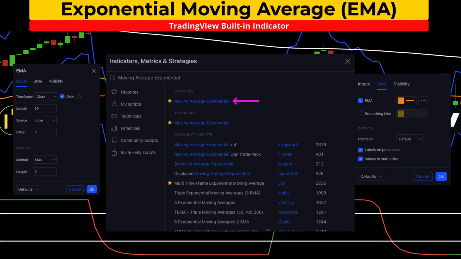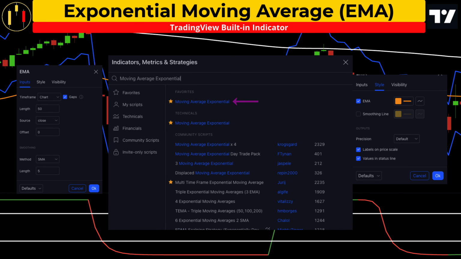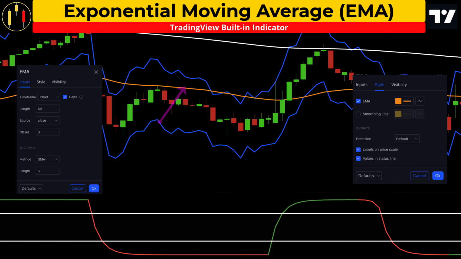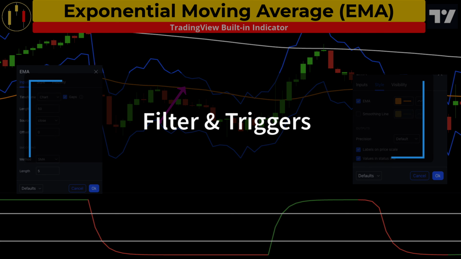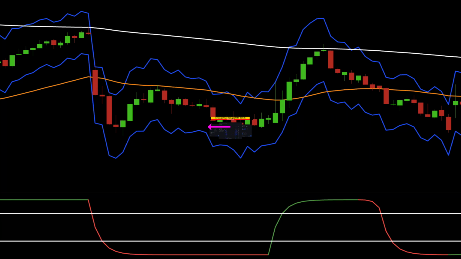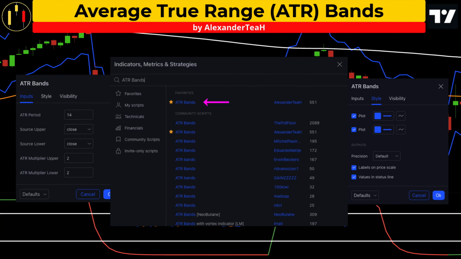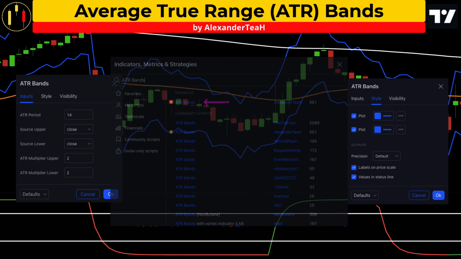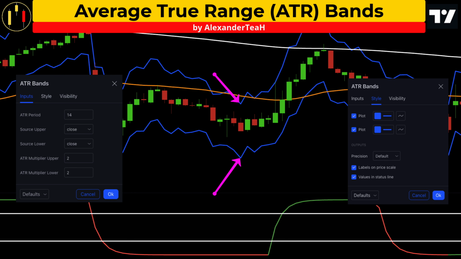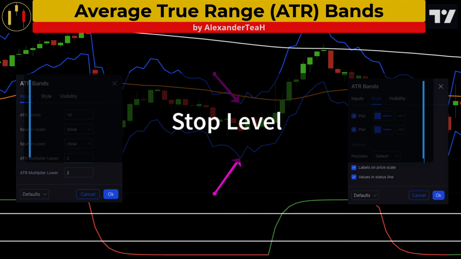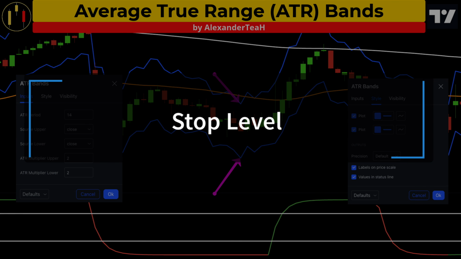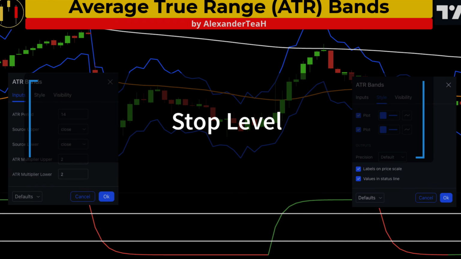The third study is another EMA. This one will be set to 50 and colored in orange. The 50 EMA will work with the 200 EMA as a trend filter in addition to being a possible entry trigger. The fourth free TradingView indicator are the ATR bands. I will set the upper and lower band at 2 times the ATR and color the bands in blue. The ATR bands will be used to set the stop loss levels.